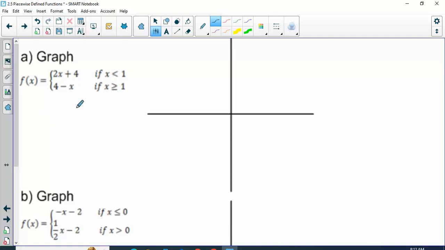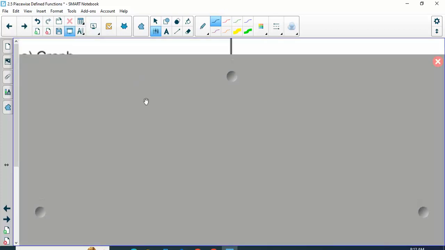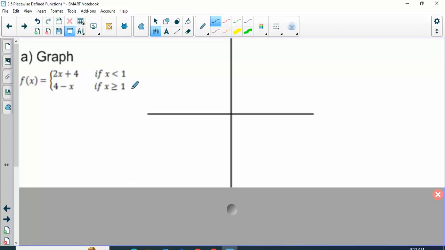So let's graph this piecewise function. It's 2x plus 4 if x is less than 1, and 4 minus x if x is greater than or equal to 1. So, we're going to start with this first piece. We will make our T-chart.